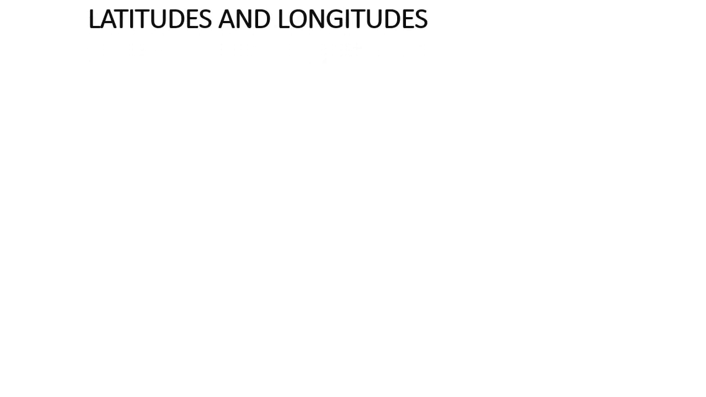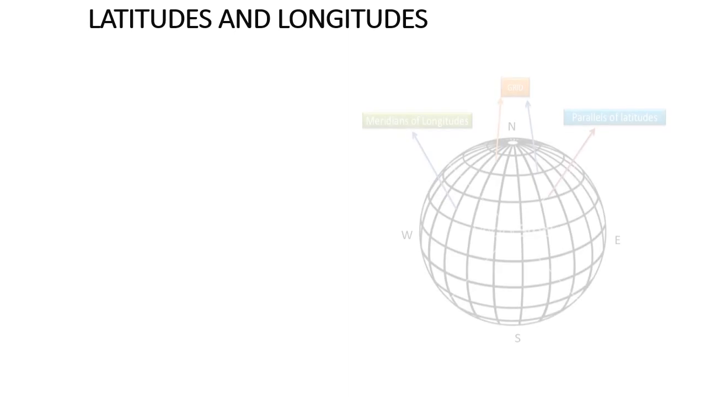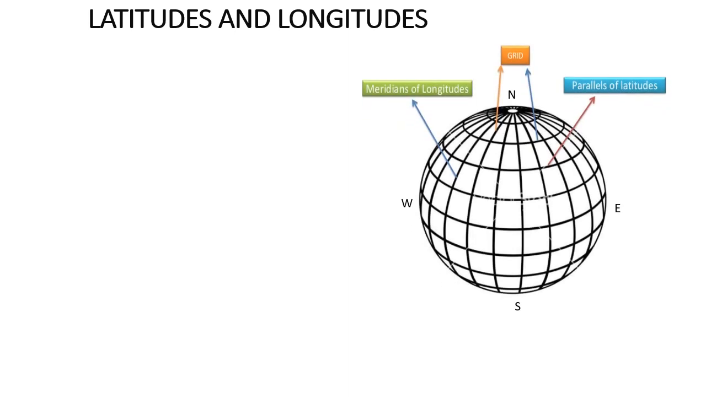To locate places, we need some references. Latitudes and longitudes are these references which help us locate places on the map or on the globe. They are imaginary lines that run vertically and horizontally on the globe and make a grid which helps us in locating a place. One by one we will see latitudes.